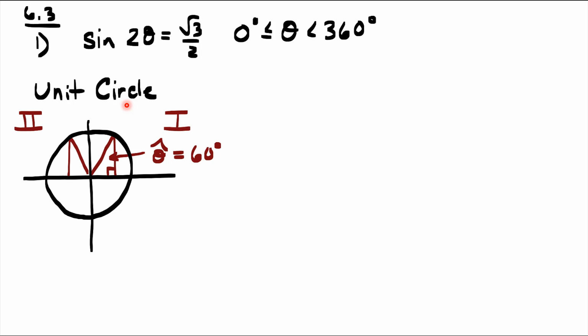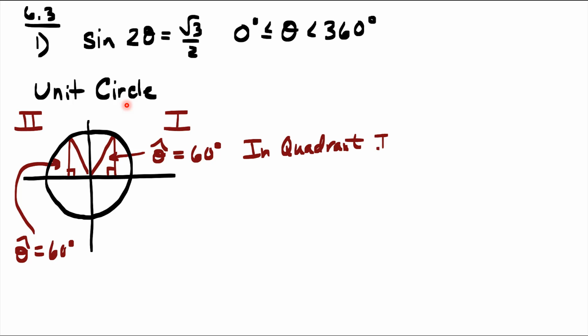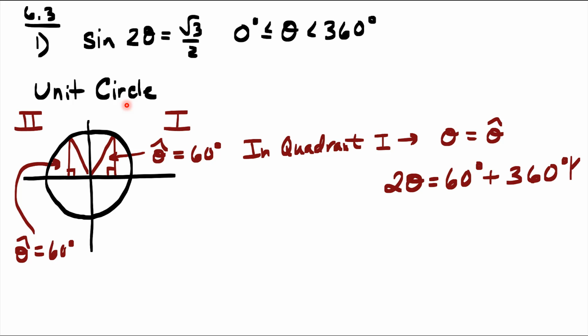Perfect. Let's go on to quadrant 2. Make our right triangle here. The reference angle is still 60 degrees. That's the way we think about it. In quadrant 1, the formula is the regular angle is equal to the reference angle. So I got 2 theta is equal to 60 degrees, and don't forget the 360k. We're going to use the k values here, just a little easier to do.